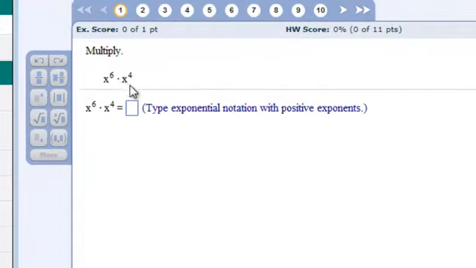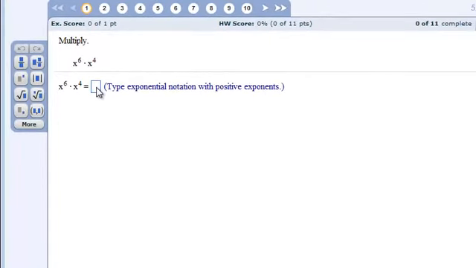x to the 6 times x to the 4. Notice we are multiplying these, so that means we're going to be doing our product rule. And when you're doing your product rule, that means you're adding your exponents. So x to the 6th times x to the 4th, that's going to be x to the 10th.